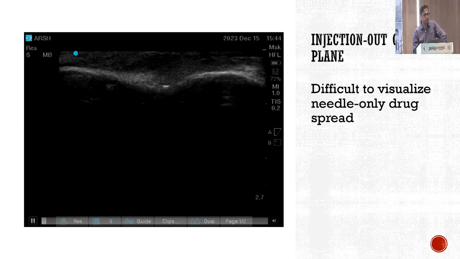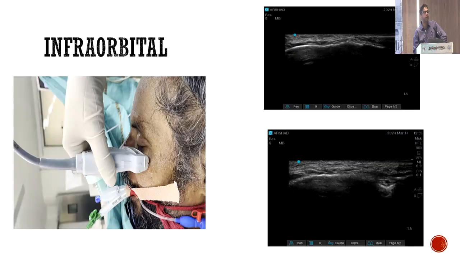So after the supraorbital nerve, we have the infraorbital nerve. We are again placing the probe below the infraorbital ridge, and then moving upwards, and you will see there is a continuous hyperechoic line, and then there is a breach in the continuity of the line. In this, you can also see a black anechoic shadow. This is the infraorbital artery.